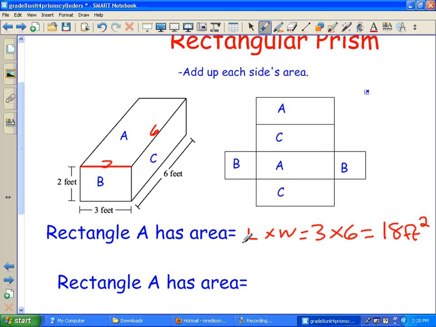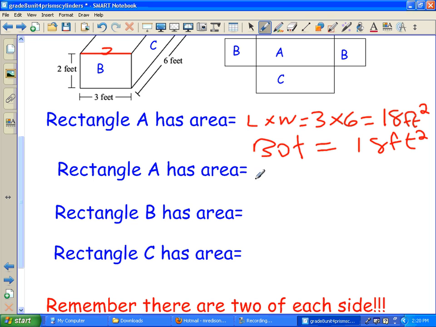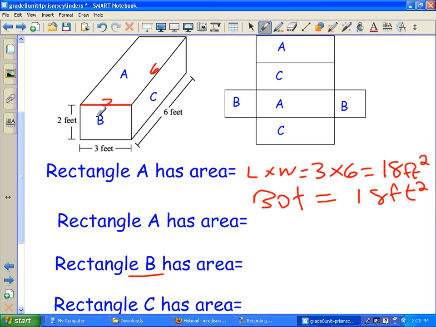But don't forget, we're going to need another 18 feet squared for the bottom. And I'll put bot for the bottom. So now we got to do rectangle B. So let's look at the front. It's 3 feet across, another rectangle, and it's 2 feet on the side.